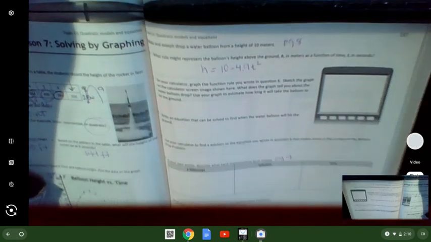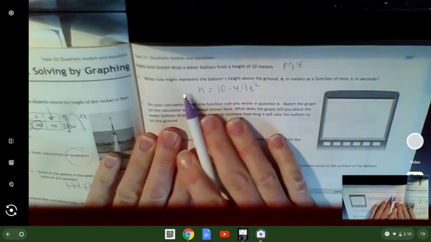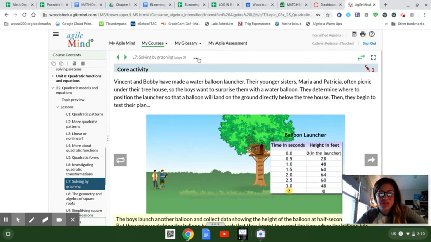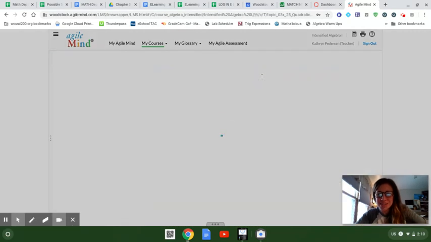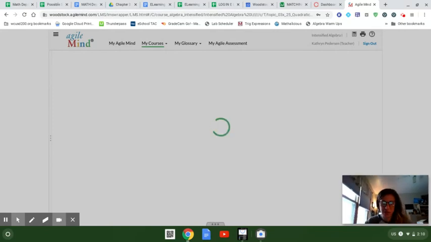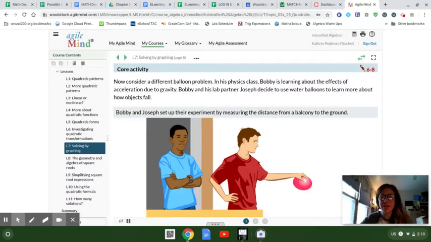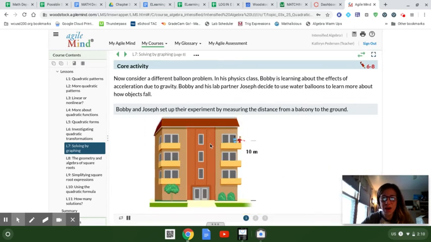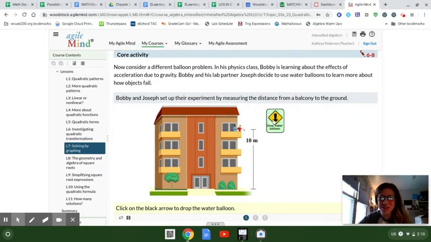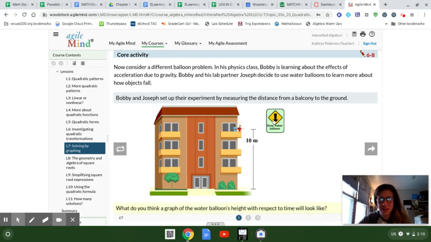Okay, moving on to another example. This time, Bobby and Joseph are dropping a water balloon from a height of 10 meters. I'm going to flip this over, go back here, and I am going to go to page 8 on Agile Mind site. So you see a little visual of, what are their names? Again, Joseph and Bobby dropping their water balloon. So up there, maybe in their apartment building, they decide to drop it. Hopefully they weren't aiming for anyone in particular. They drop it, boom, splat on the ground. Kind of fun. You can keep hitting it.